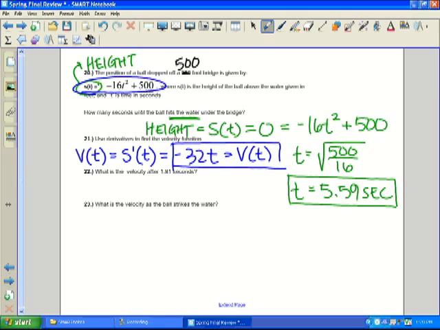Number 22 is just asking, what's the velocity after 1.81 seconds? Well, now I'm just looking for the velocity at 1.81, which is simply negative 32 times 1.81, which is negative 57.92.